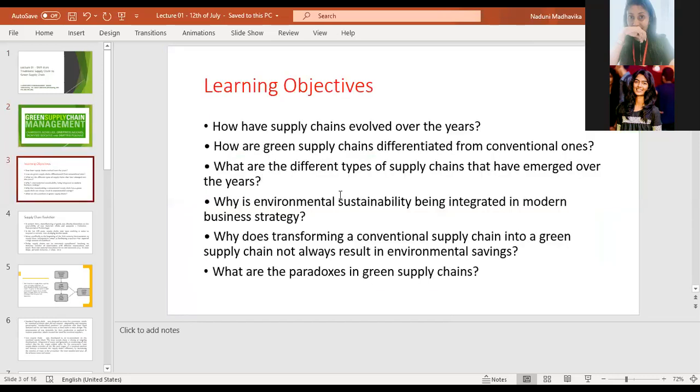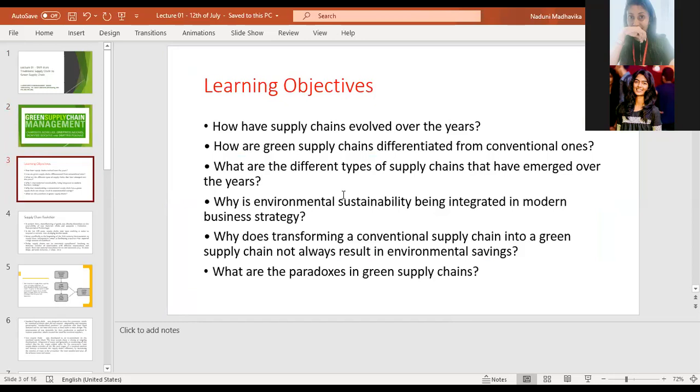And these are the learning objectives for the day. You would be learning how supply chains have evolved over the years. Maybe you would be able to help me in understanding how the supply chains have evolved in the past years. The next one would be how green supply chains are differentiated from conventional ones. That means how this so-called traditional supply chain is different from the green supply chain.